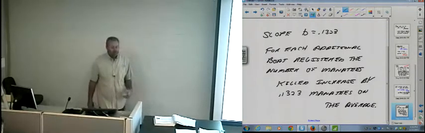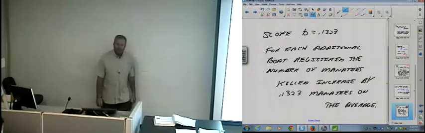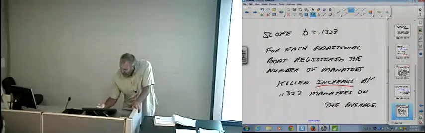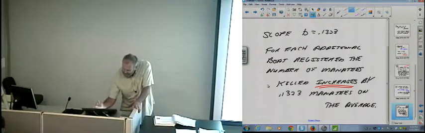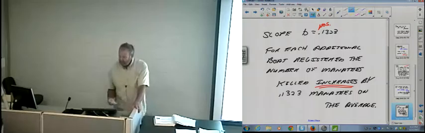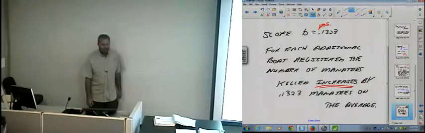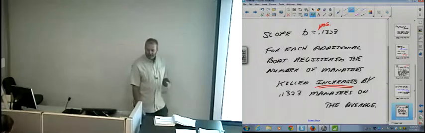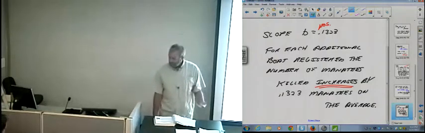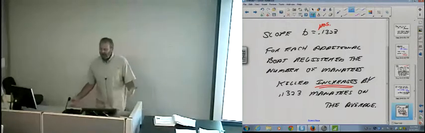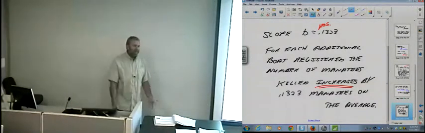So there is where we've interpreted the slope, where the slope is positive. I'm going to underline this. It increases. Why? This is a positive slope. It will decrease if the slope is negative. So for each additional boat registered, the number of manatees killed increases by 0.1323, whatever the value of the slope is, manatees on the average.